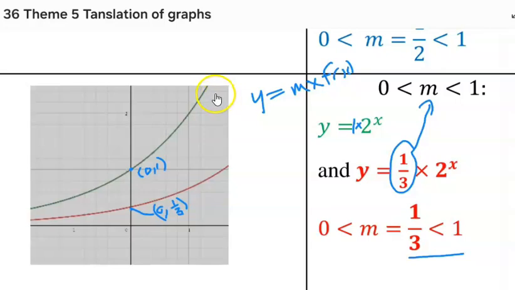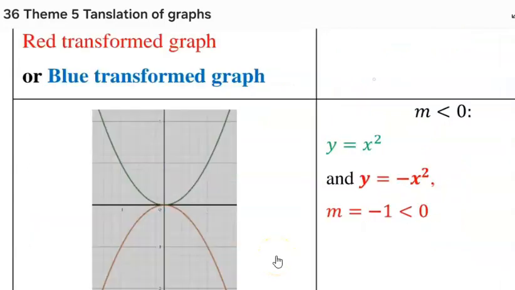So we can see that the green graph is above the red graph, which is now the y equal to m times f of x, where m is a fraction. We are still busy with y equal to m times f of x.